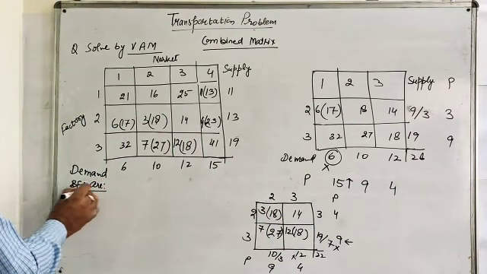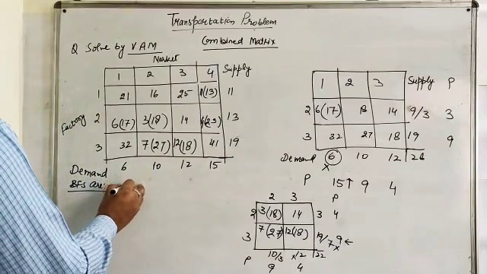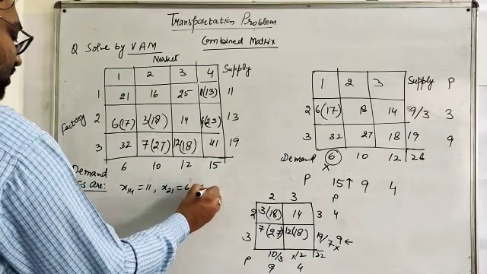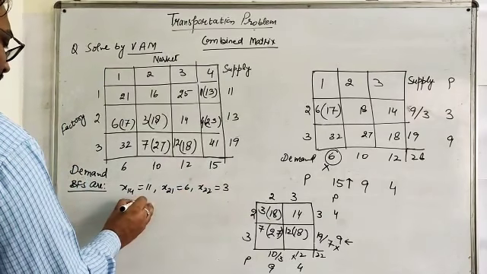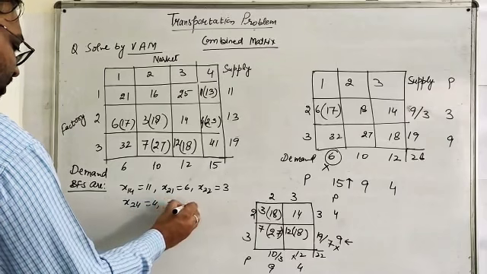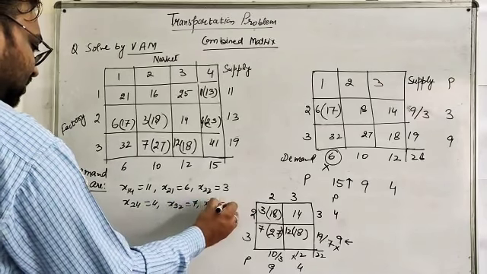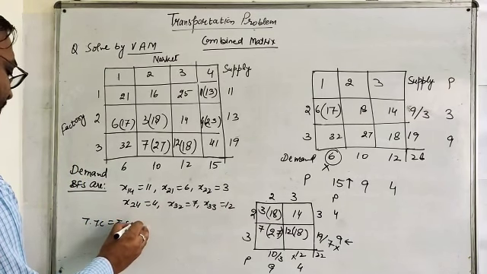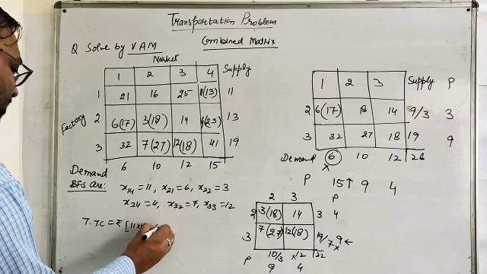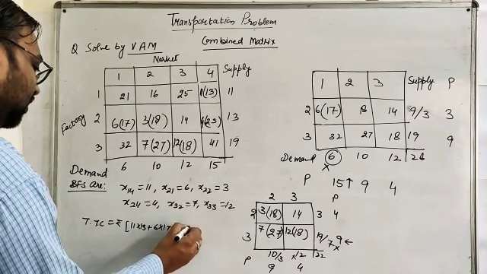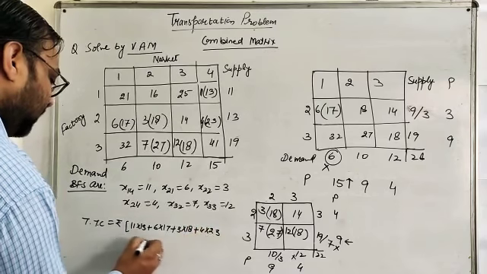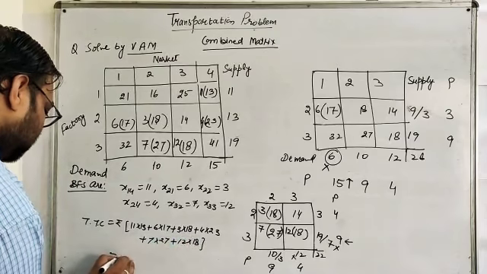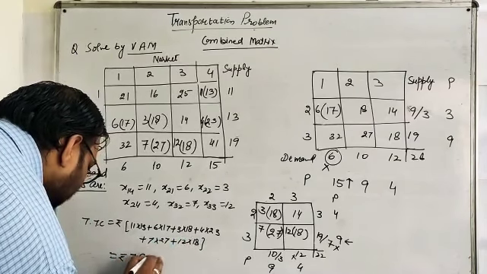Now the BFS, basic feasible solution, is X14 equals 11, X21 equals 6, X22 is 3, X24 is 4, X32 is 7 and X33 is 12. Total transportation cost is equal to 11 into 13 plus 6 into 17 plus 3 into 18 plus 4 into 23 plus 7 into 27 plus 12 into 18, which is equal to rupees 796.